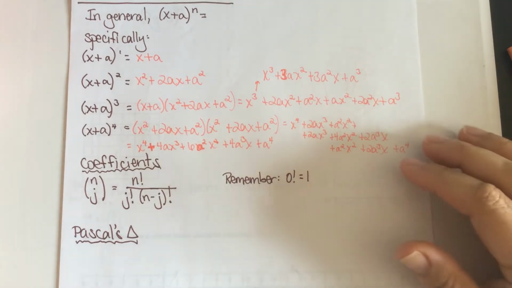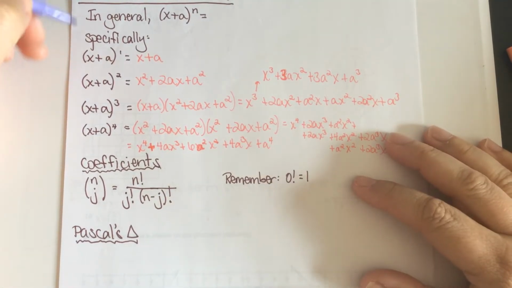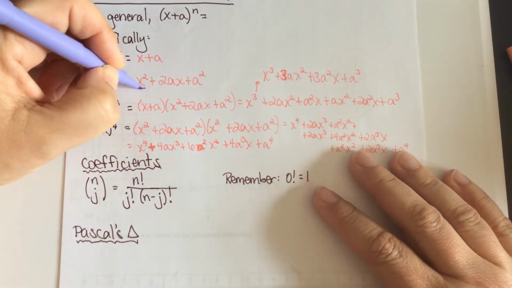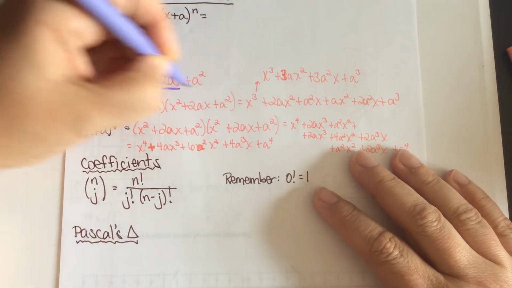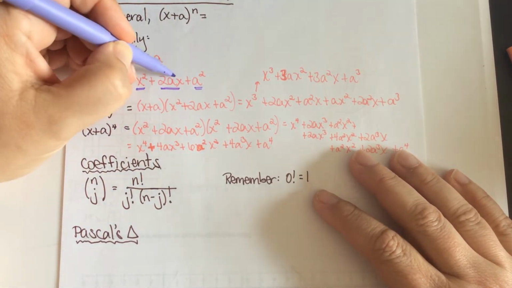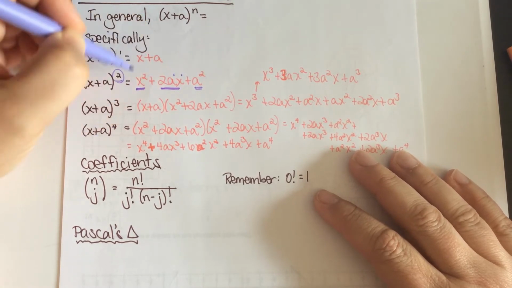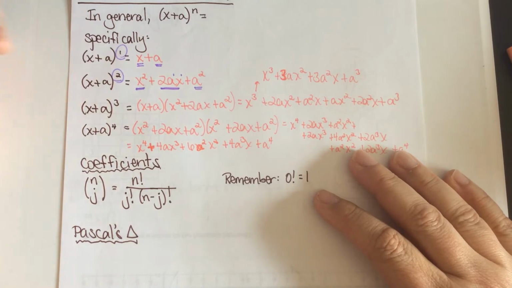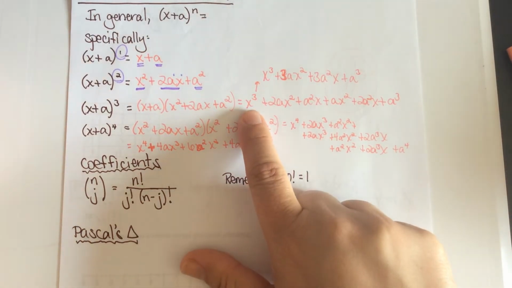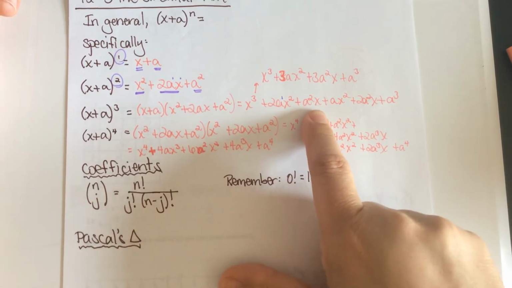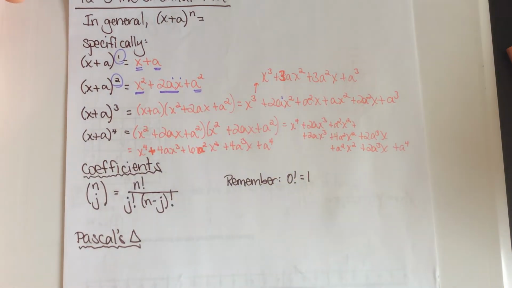So notice that the degree of each term, remember terms are things that are separated by addition or subtraction, the degree of each term matches the degree of the original thing. This has a 1 and a 1, that degree is 2, that has degree 2, that has degree 2. These are both degree 1, right? And I can keep going. This is degree 3. This has a 1 and a 2, so that's degree 3. This has a 2 and a 1, so that's degree 3, and so on and so forth.